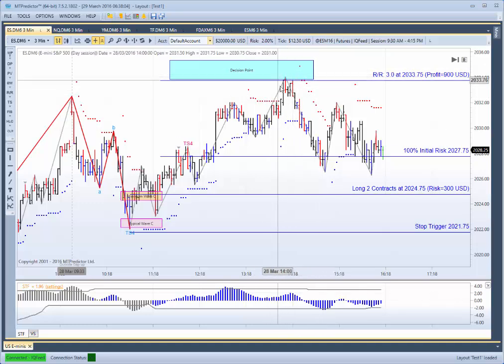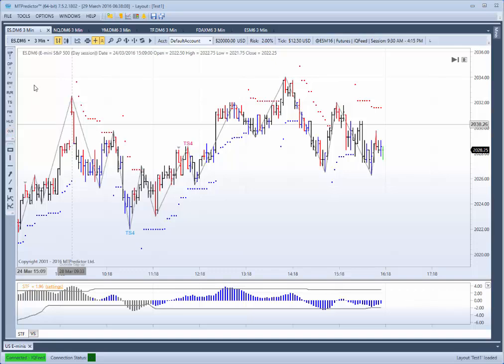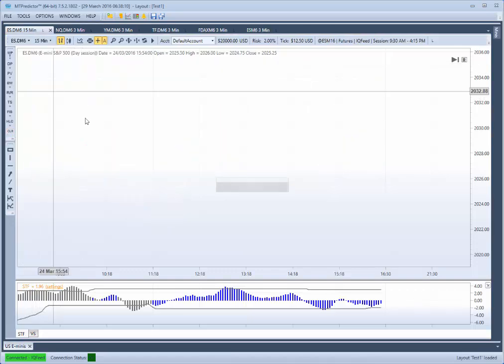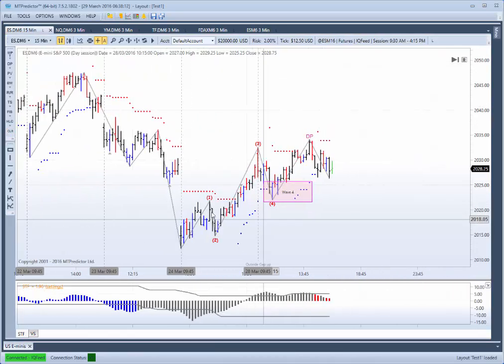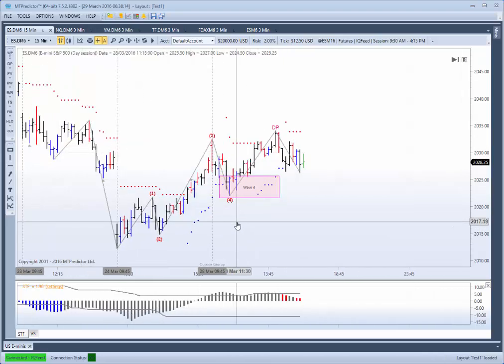But wouldn't it be nice if we had another trade set up off this high here as well? So I'll just take this off. I'll go back to your 15-minute chart and just show you what our larger degree target would have been as well.